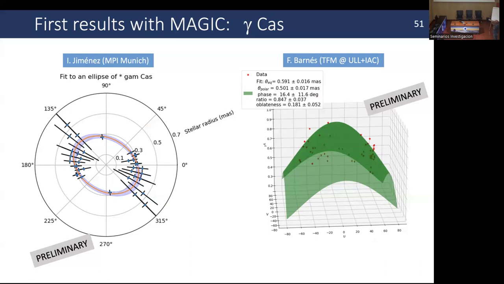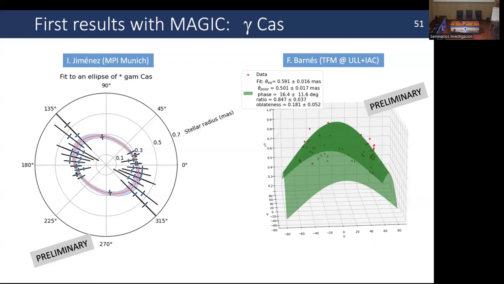So what we see is a dependence with azimuth in the sky. Okay, so we see the distortion of the star. There's a significant distortion. We see a change in the diameter of the star by almost 20%. This has also been a matter of master work here at IAC by Fernando Barnes, where you can also see numbers. The change between the equatorial diameter and the polar diameter is as much as 20%, from 600 microarcseconds to 500 microarcseconds. So you see this change.